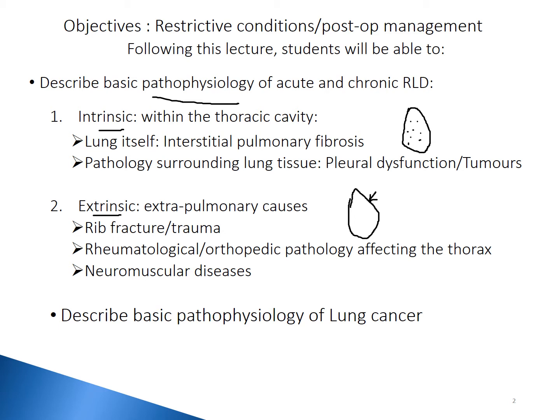And we'll also talk about lung cancer today, as this can be thought of as a type of restrictive disorder, as the tumor is compressing lung tissue, and there are other reasons. Some of the treatment actually also causes restrictive disorder. So we'll talk about that.